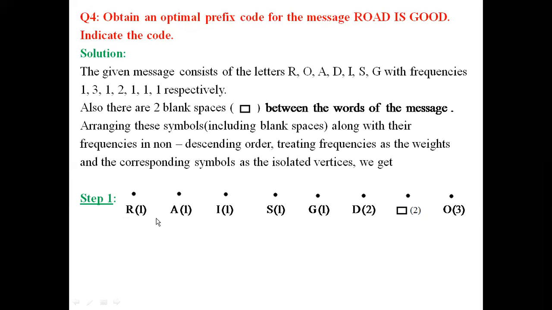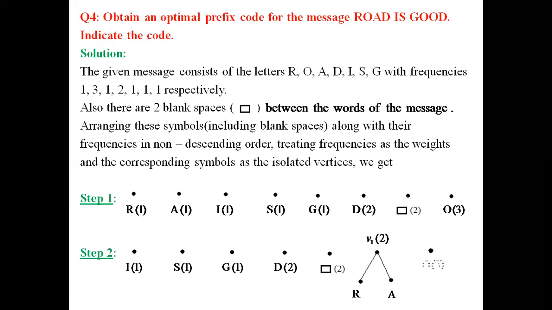Now the minimum of the weights is R and A. 1 plus 1 gives us 2. So we add them and form a tree. I have placed the new vertex V1 with weight 2 at the end, before O. It is up to you where you want to place it. You can place it before D or after D, the choice is yours. The weights 2, 2, 2 are the same, so they all have to be together. Placing V1 before D is okay, or placing V1 after D and between D and space is also okay. I have put it last, just before the next new weight, that is 3.